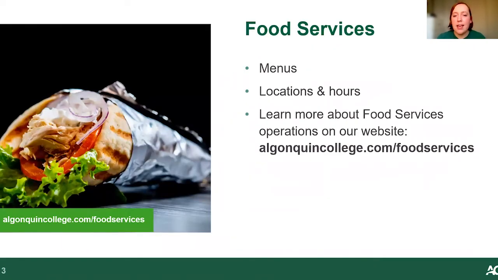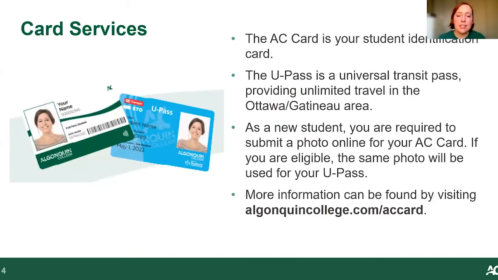Starting with food services, all of the information is over on our website, including our menus, location, and hours, algonquincollege.com/foodservices. Next, we have card services. The AC card is your student identification, and then there is a UPass for students at the Ottawa campus, which provides unlimited travel within Ottawa and Gatineau on OC Transpo buses, LRT trains, and the STO buses.